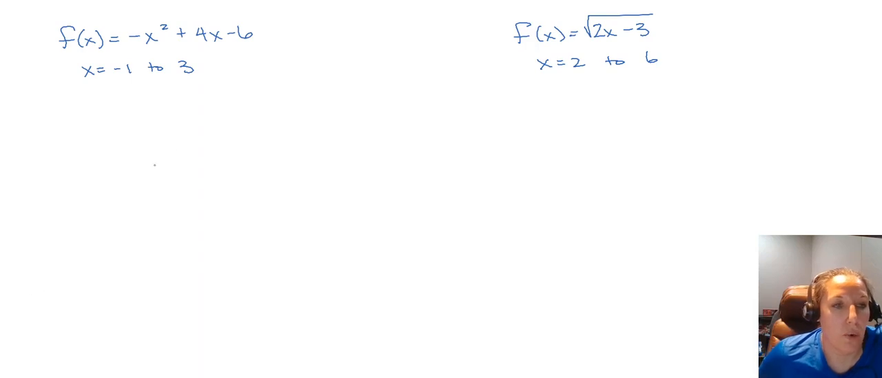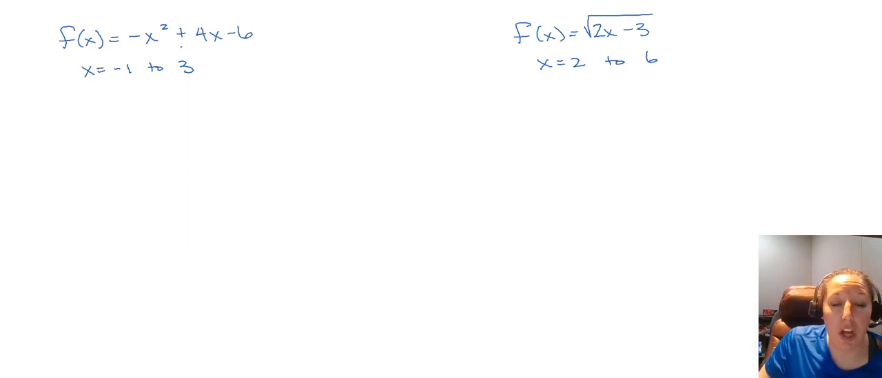Hello, in this video we are going to take a look at average rate of change for a function between two x values. This is also called the slope of the secant line. So our first function we have, f of x equals negative x squared plus 4x minus 6. And we're going to look at the average rate of change from x equal negative 1 to 3.